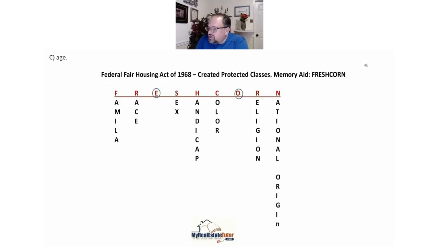Okay. So take a picture of this, because I drew this up for y'all, and it's like hanging a curtain rod. It's called fresh corn. So I'm hanging a curtain rod right here, fresh corn. And then I'm going to hang my drapes. F stands for familial status. R stands for race. Nothing for E, sex or gender. H, handicap. C, color. Nothing for O. Religion, R. And national origin for N. Okay? So the one that doesn't fit this is going to be age. And that falls under the Equal Credit Opportunity Act.